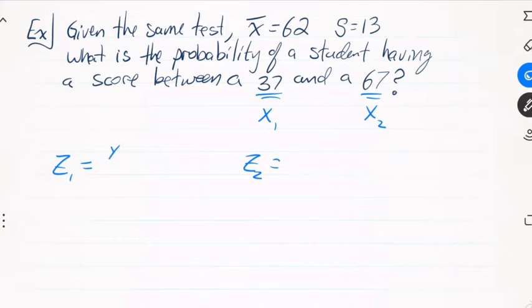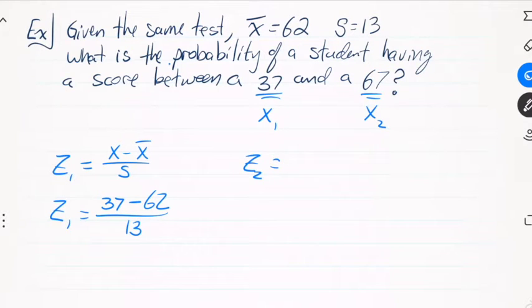So the formula being x minus x bar over s, we're going to let z1 be this first x1, which is 37, minus the mean 62, and we're going to divide by 13. The setup for z2 then is going to be 67 minus 62 divided by 13. This one is actually easier to calculate in my head. This is 5/13.